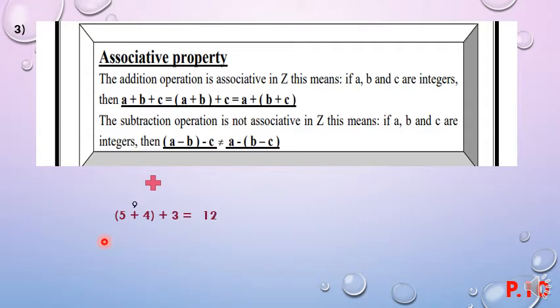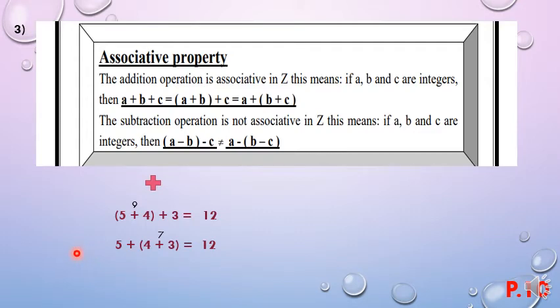What if I change the places of the brackets. 5 plus, between brackets, 4 plus 3. So, as usual, we must find the result of the brackets first. 4 plus 3 equals 7. 5 plus 7 equals 12. So we have the same answers.